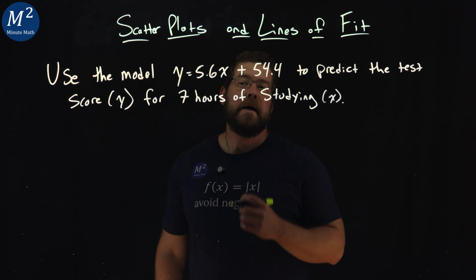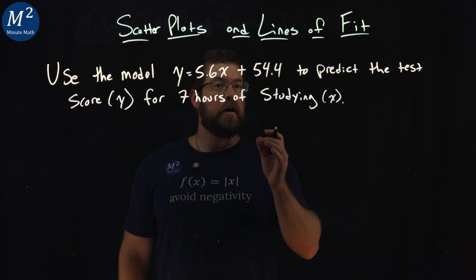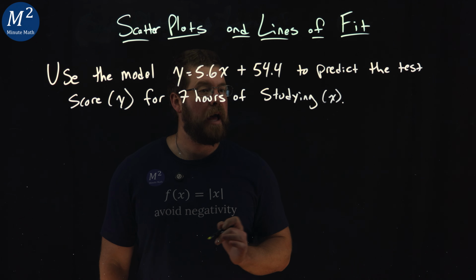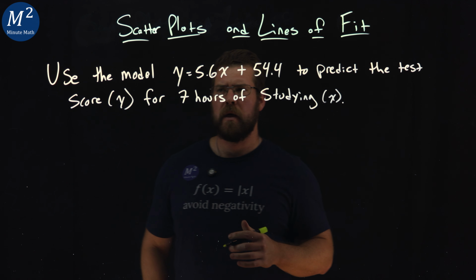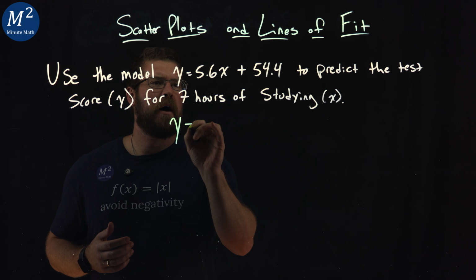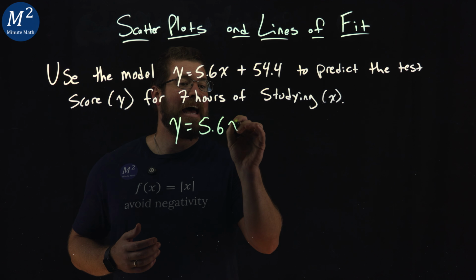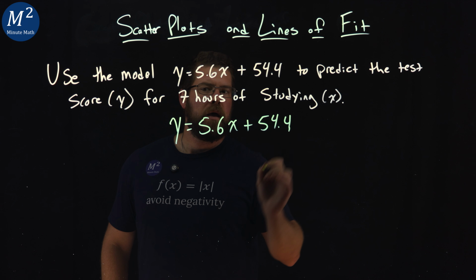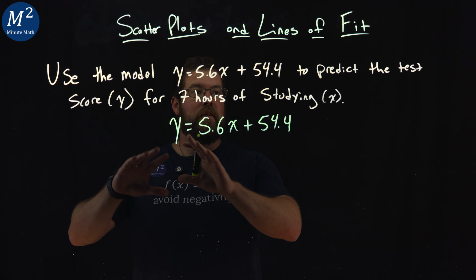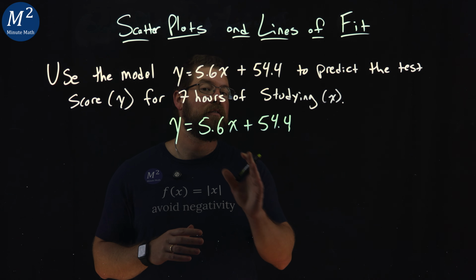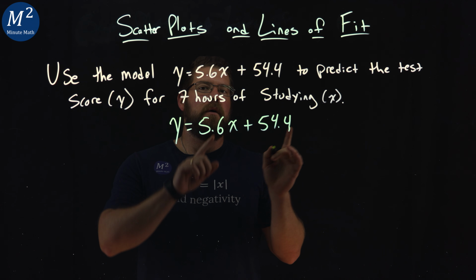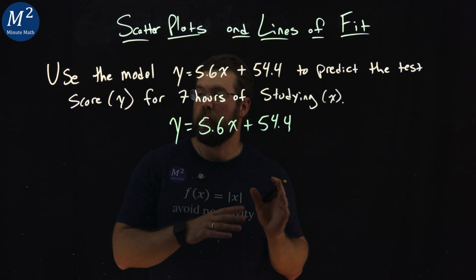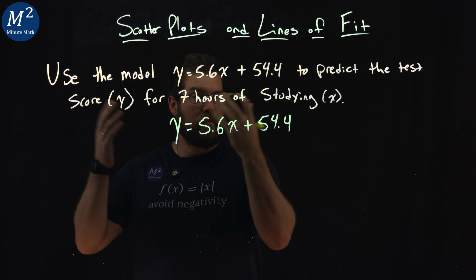Use the model y equals 5.6x plus 54.4 to predict the test score y for 7 hours of studying x. Well, they give us the model here that y equals 5.6x plus 54.4. Now, y represents the score on the test, and x is the number of hours studying. Well, they tell us here they want to plug in 7 in for x, and that should predict for us a score of y, whatever it is.